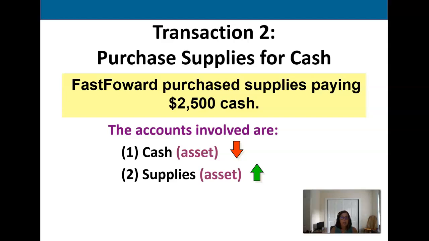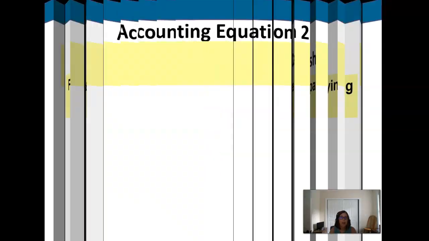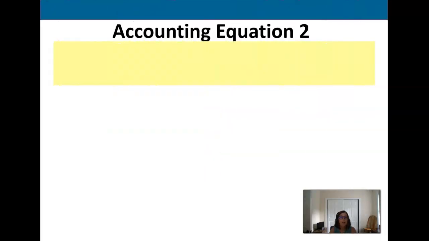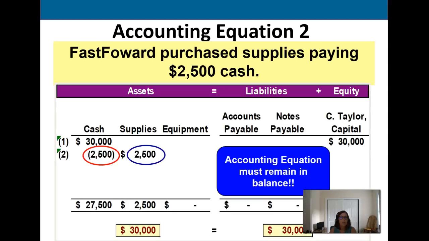So supplies is also an asset, things we own. And as a result of having made this purchase, our supplies have now increased as a result of making this purchase. So we have less cash, more supplies. And so let's look at how this looks in context of the accounting equation.